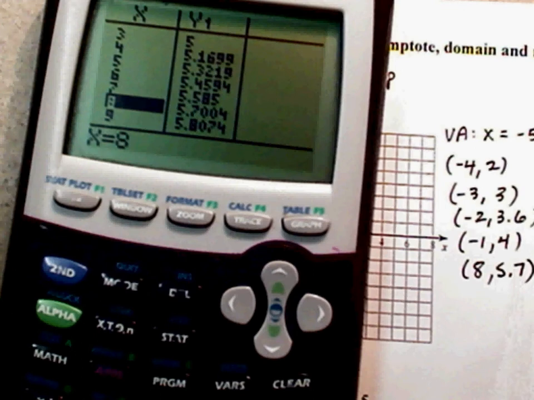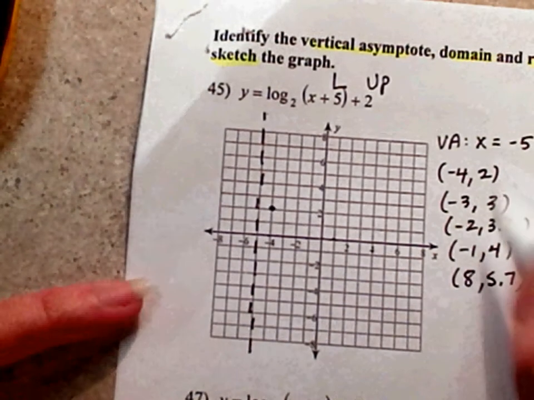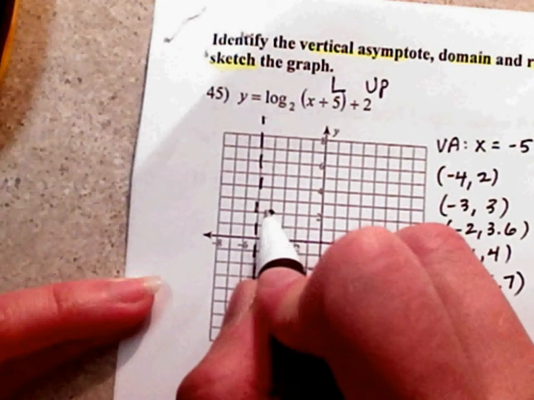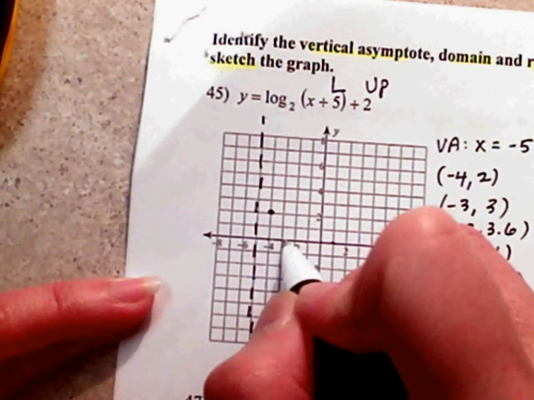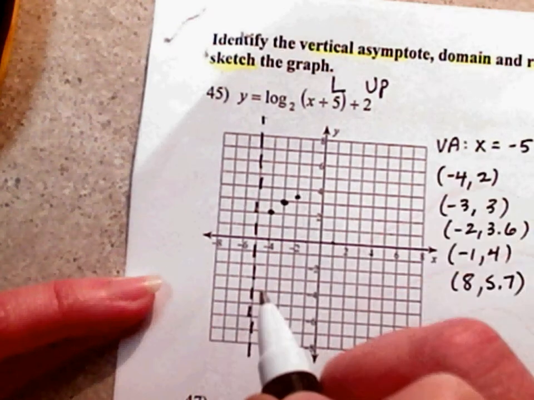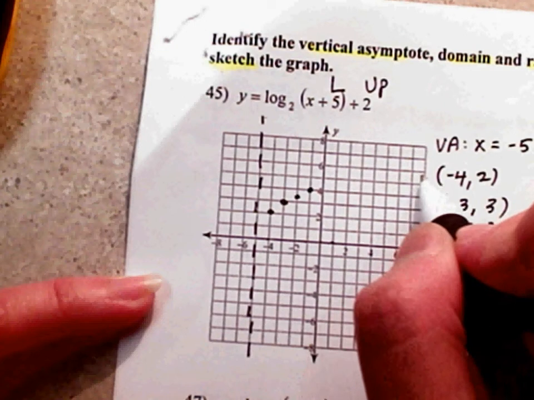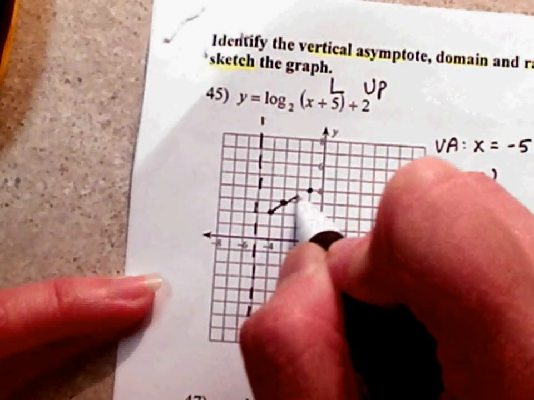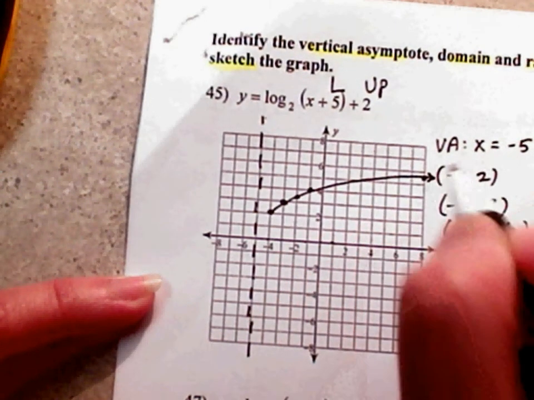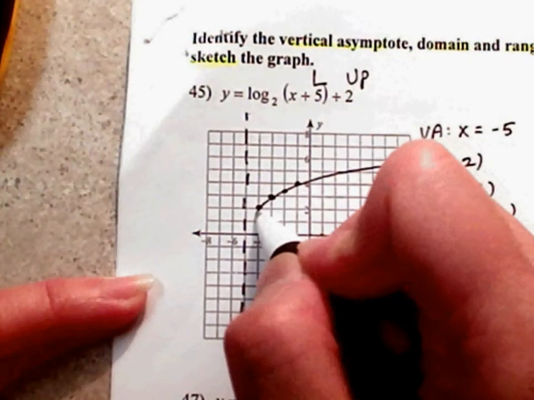Okay. Go ahead and plot these. -4 and 2. See how you found that first? -3, 3. -2, 3.6. -1 and 4. And your last one here, 8, is at 5.7. Connect your points. Draw your arrows. It is a graph that continues on. Add your tail. Notice it's approaching your asymptote, but it never crosses.